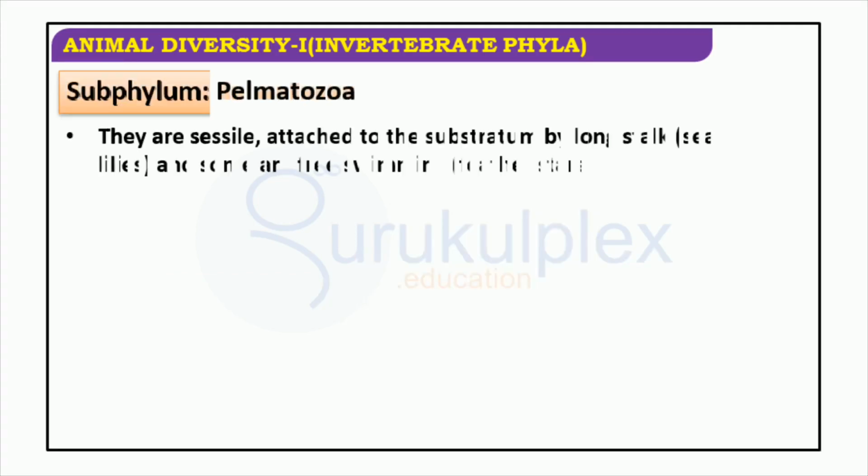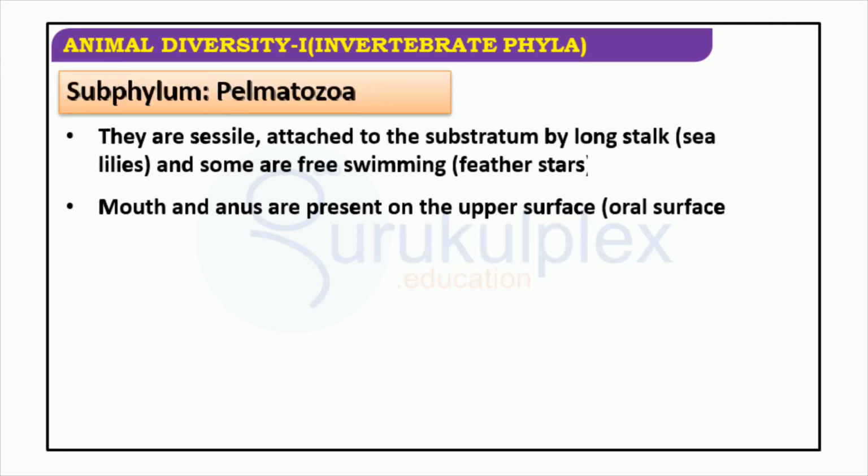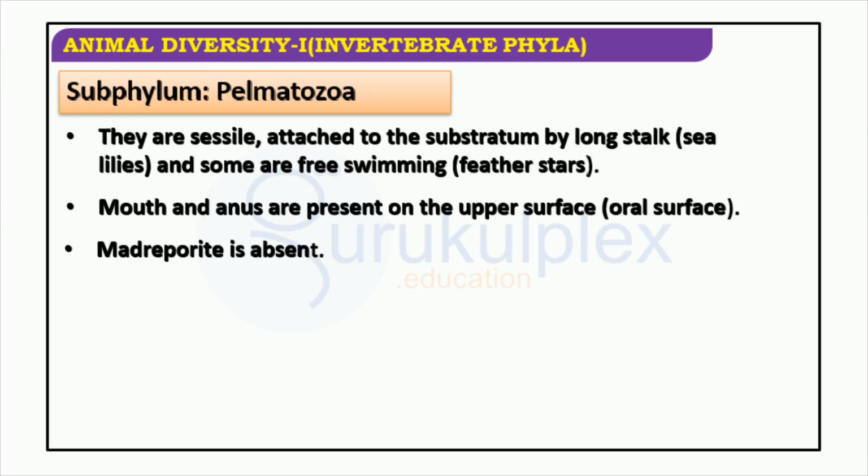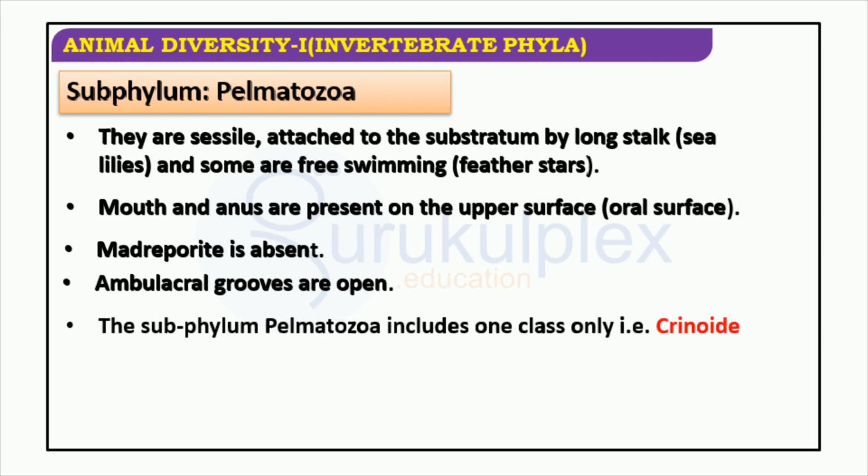The subphylum Pelmatozoa includes just the class Crinoidea. This class is made up of sessile sea lilies and free-swimming feather stars. These creatures have their mouth and anus on their upper surface, and lack a madreporite. Ambulacral grooves are also open. This class is just one of the diverse animals within animal diversity invertebrate phyla.